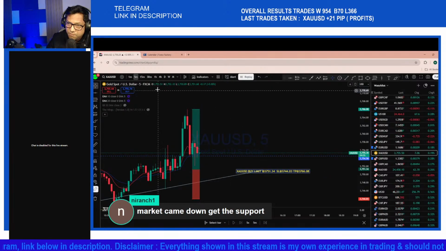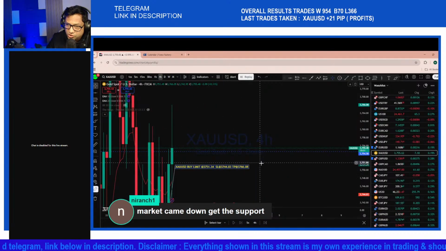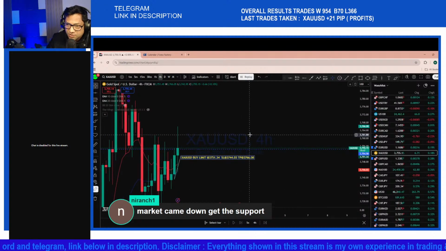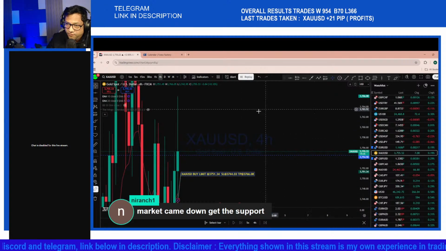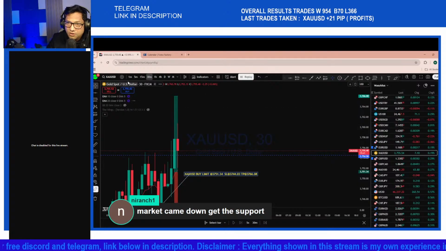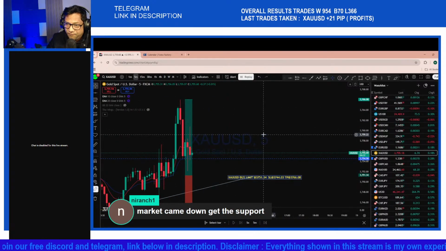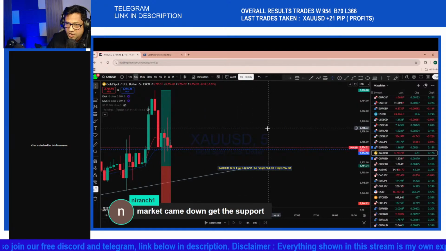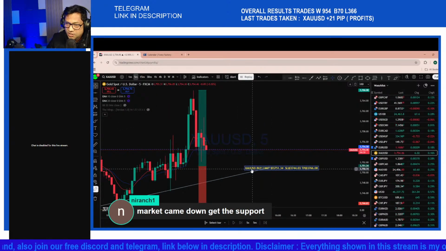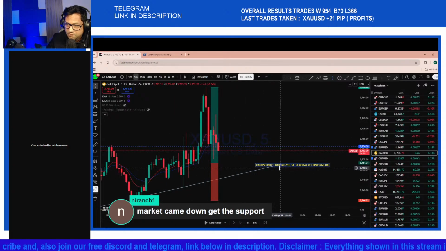Before the 4 hour close, we can still expect the market to come down here. It could even remain bearish for some more time. So we will keep this pending order on until the 4 hour close, and there is a probability that the market could potentially come back here to continue to drop for some period of time.